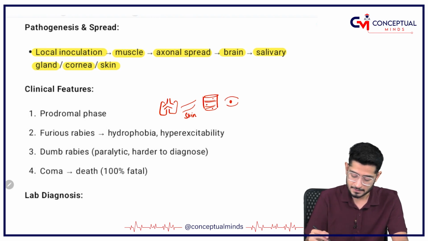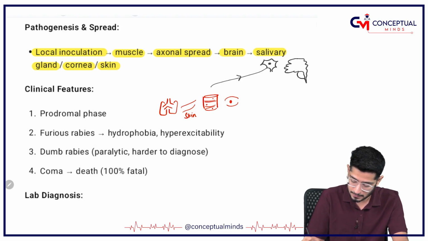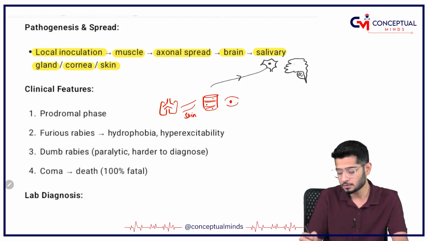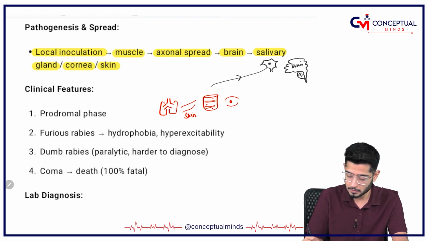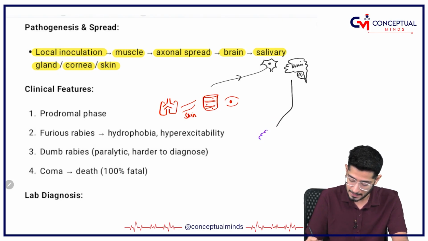From all these places it can go to your axon. Alright, if I just draw the axon, it can go to the axon, and from the axon it goes to your brain. So this is your brain. From the brain it is going to reach different parts. One of them can be the salivary gland, another can be the cornea, another can be the skin, right? So it can go like that.